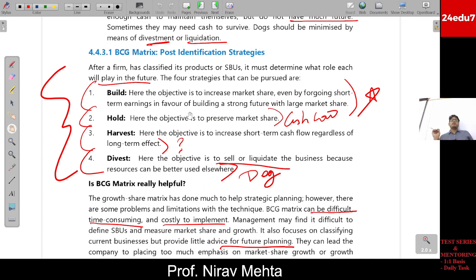Right, next line. With the BCG matrix, four strategies can be pursued. Right, a little fast, you people are very slow. Now, no need to write the content, just the basics. Build, hold, harvest, divest. 1, 2, 3, 4. Done. Just write limitations, only 3-4 lines. Time consuming and costly to implement, and little advice for the future.